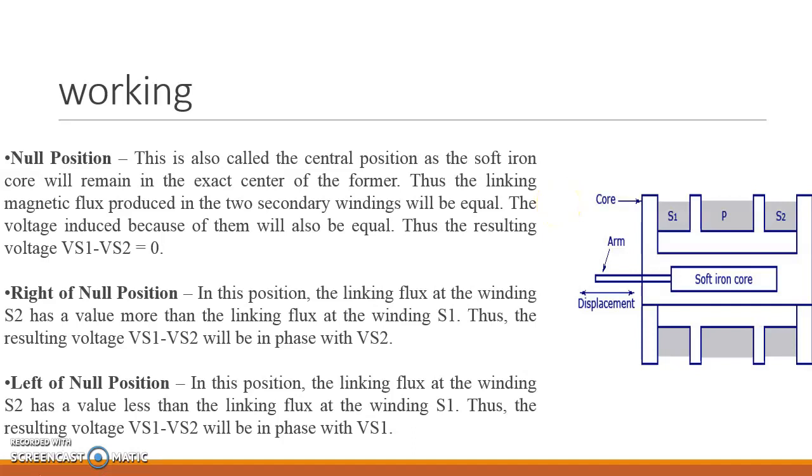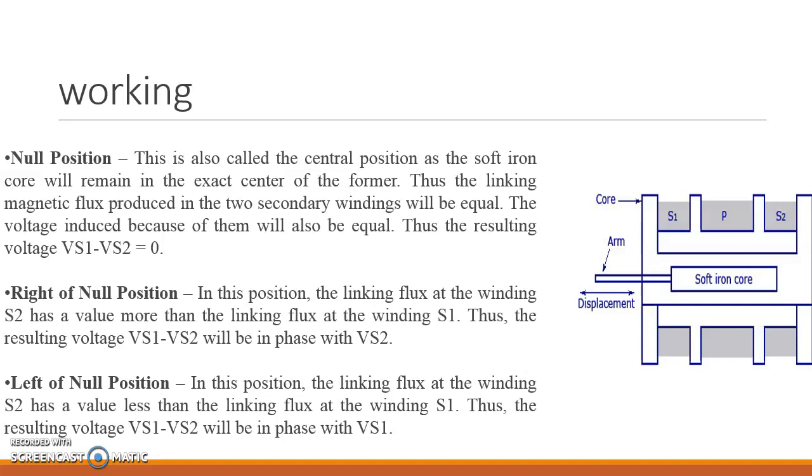First, we give an input supply to the primary winding, that is, alternating current is given to the primary winding. Due to the alternating current, an EMF is induced in the primary coil. Due to that EMF, an EMF is induced in the secondary coil. We already told that the output is measured between the two secondary windings S1 and S2. The voltage present in secondary coil 1 is denoted as VS1, and the voltage present in secondary coil 2 is denoted as VS2.